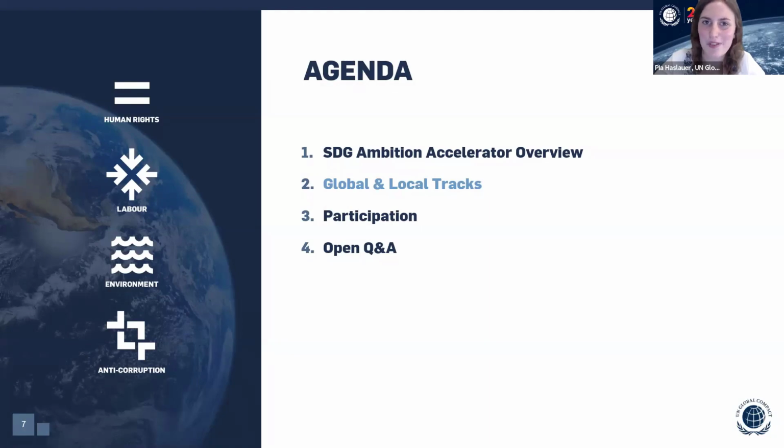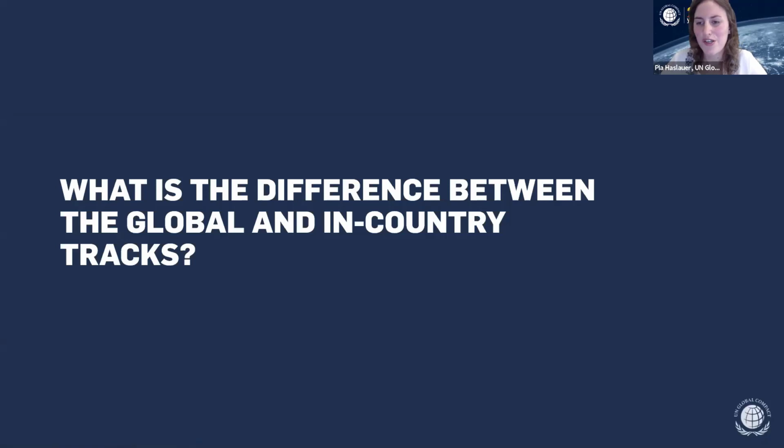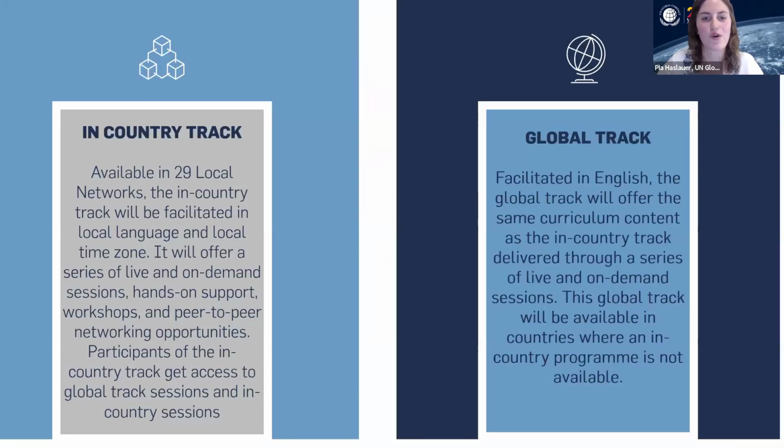And I've already seen a couple of questions on the difference between the global and local track, and this is exactly what I'm going to talk about right now. So what is the difference? We do have a global and a local track for the SDG Ambition Accelerator. So first, we have that in-country track, which is available in 29 countries and will be run and hosted by our local networks across the world. So this in-country track will be facilitated in local language and in local time zone.